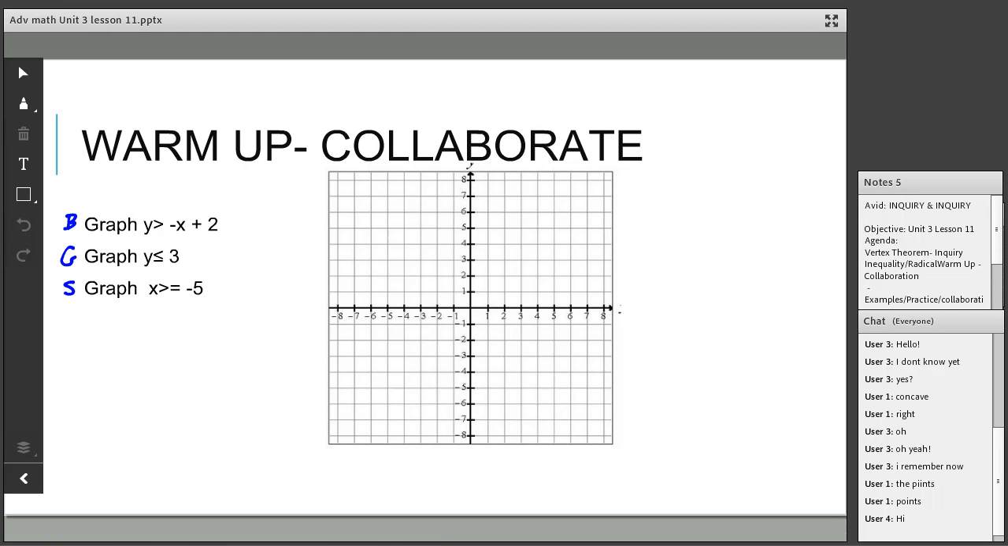Everybody should have drawing privileges. Let me check. Yep. Perfect, Jillian. That's y is less than or equal to 3. Okay. Just a horizontal line. Perfect. Shannon, can you do x is greater than or equal to -5? Wait to shade it until we get everybody else's lines on it, I think. Good question, though.